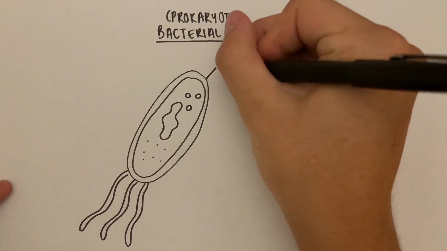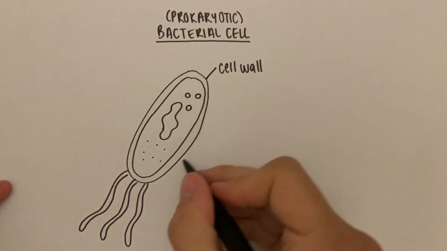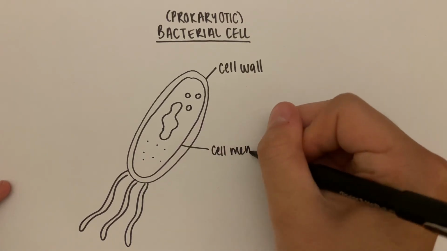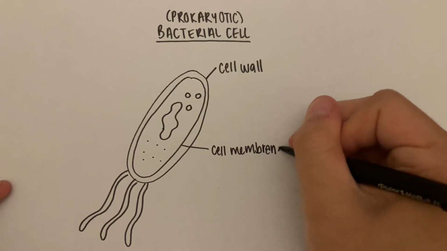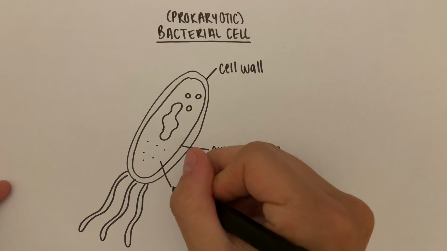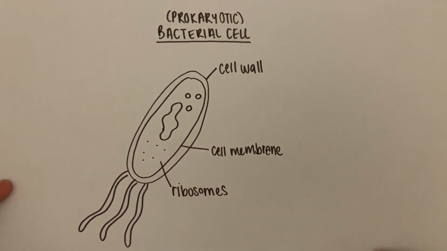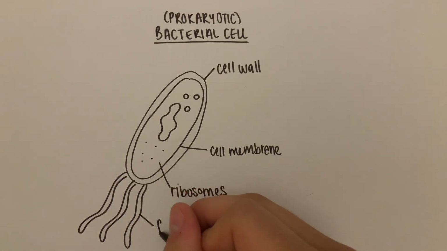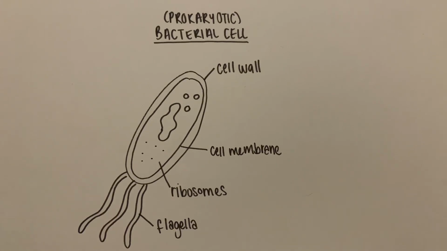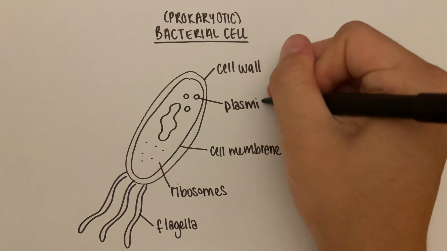So this here is the cell wall. It's the outside bit. The inside bit is the cell membrane. Hopefully you should know that already, because they are very similar to plant cells in that sense. Here, you might have guessed it, these are ribosomes. They're quite small. Here, you've got flagella. Flagella, that's a new word probably for you. Here, these small loops, they're called plasmids.